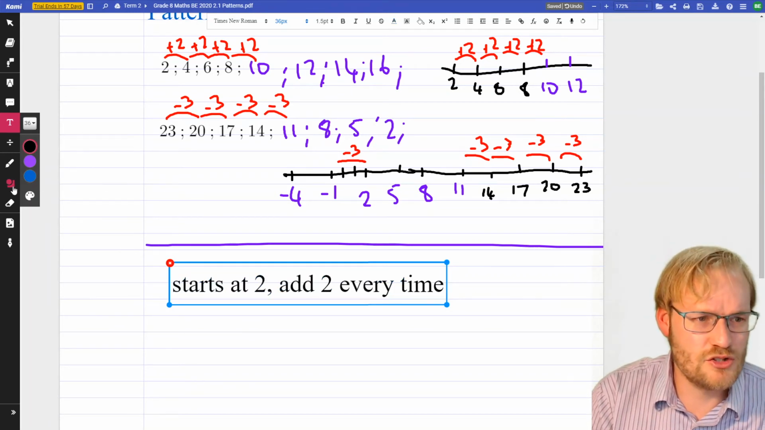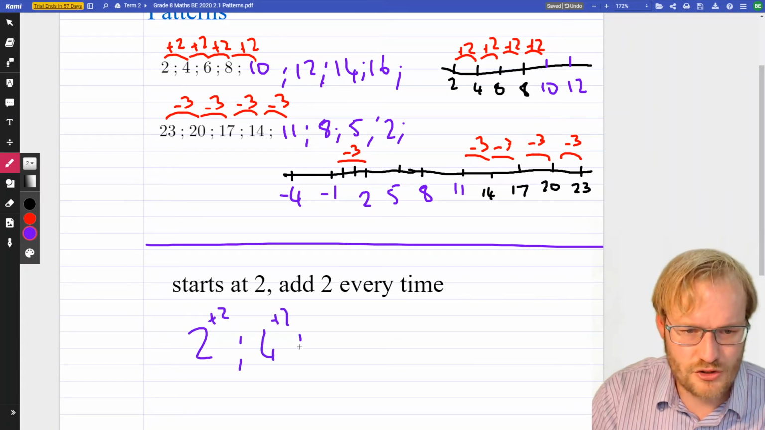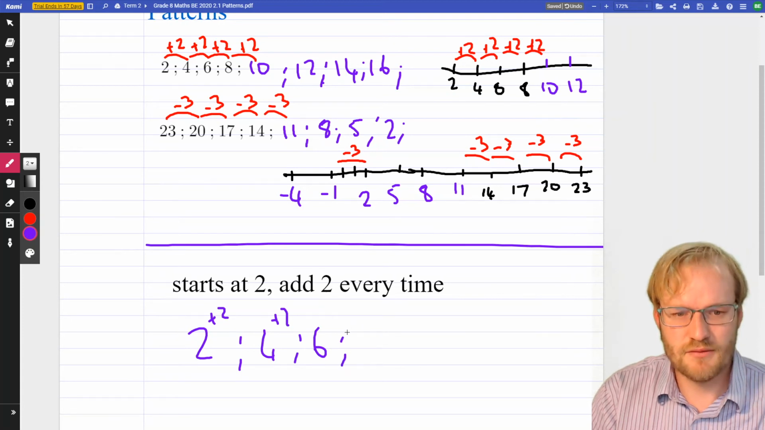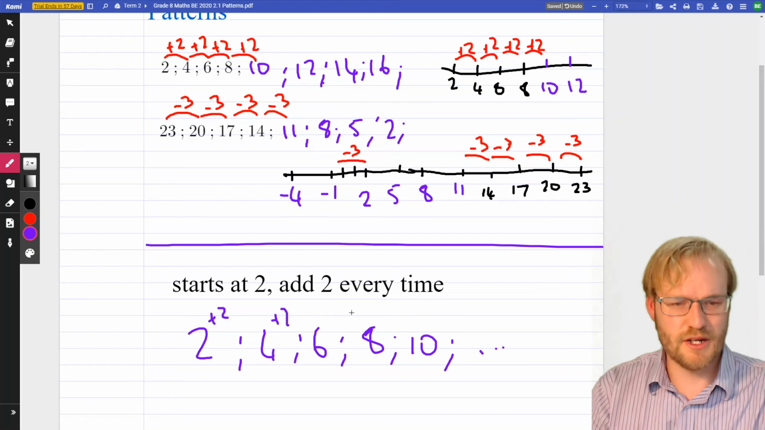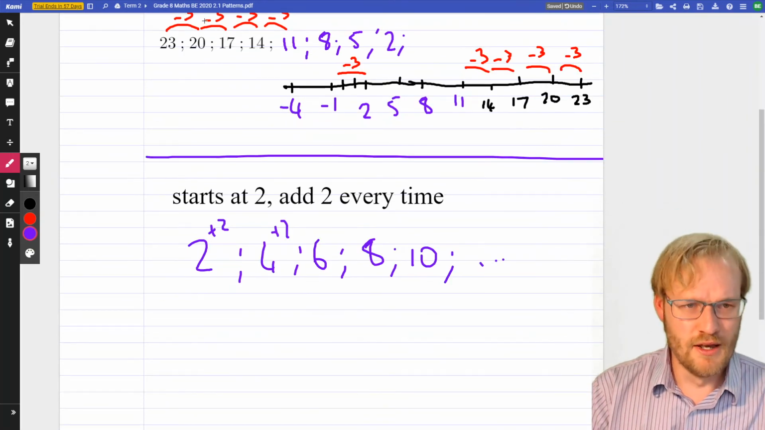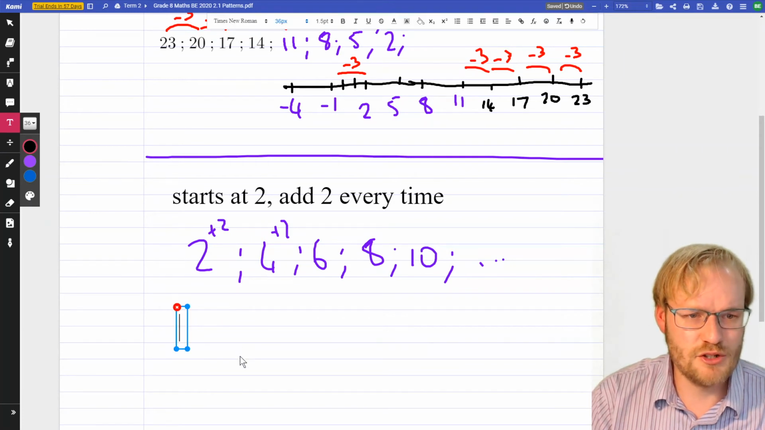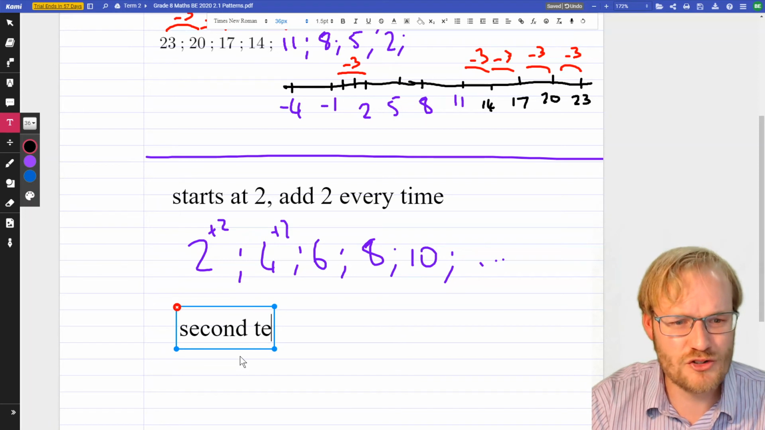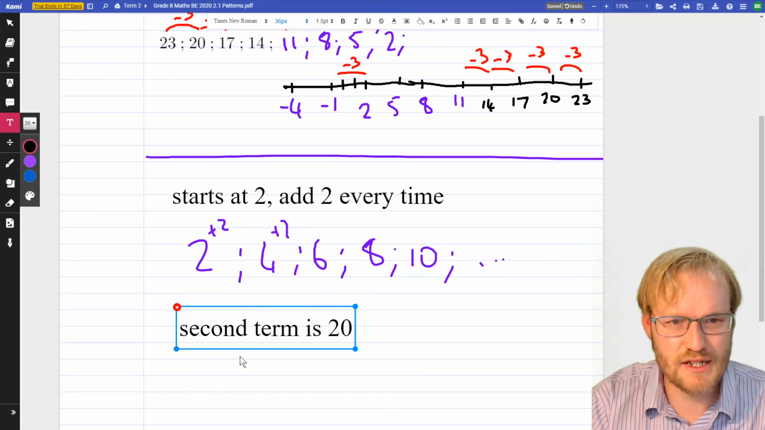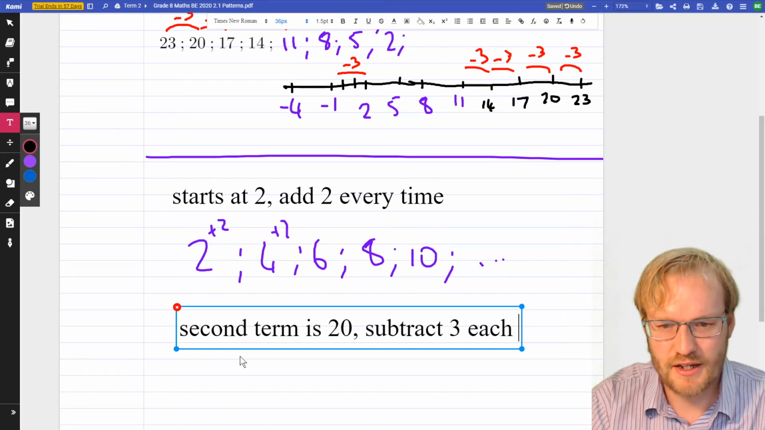Well, it starts at 2. So we're going, okay, it starts at 2 and we add 2 each time. So plus 2 gives us 4. Plus 2 gives us 6. And so you could write 2, 4, 6, 8, 10. It continues, but I've just asked for the first 5 terms. Second one, let's actually make it more interesting. The second term is 20 and you subtract 3 each time.